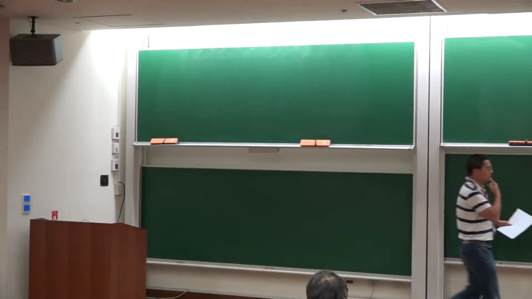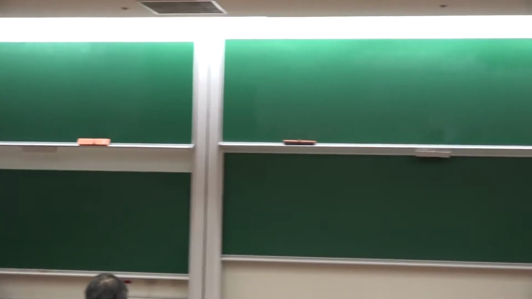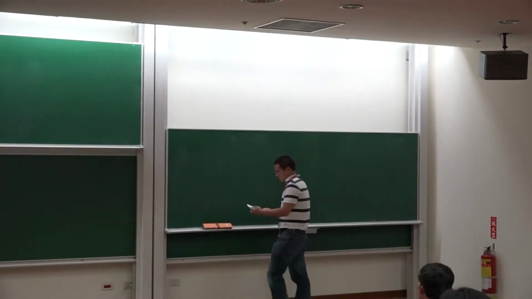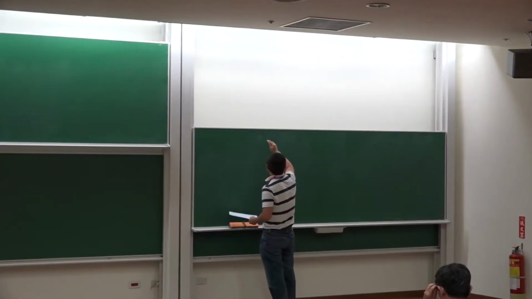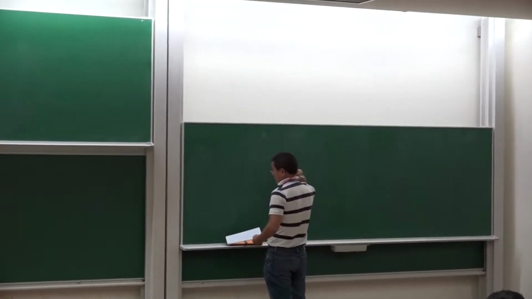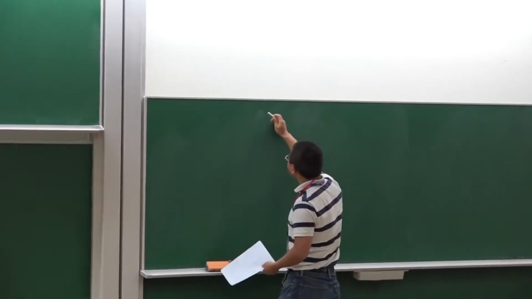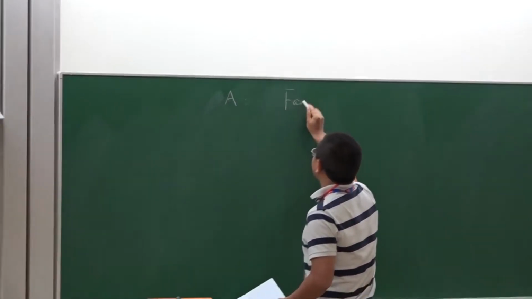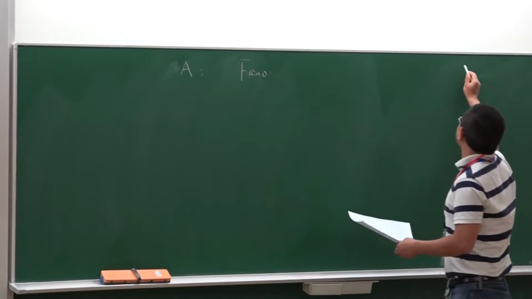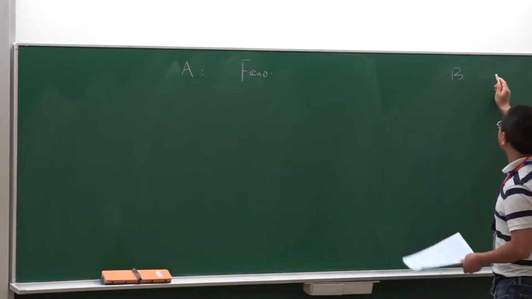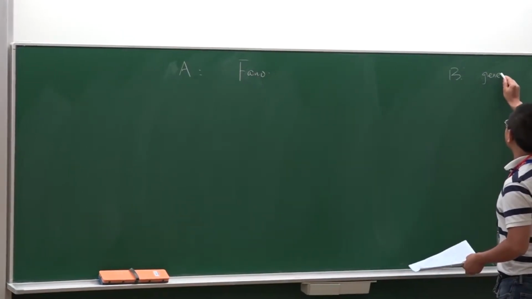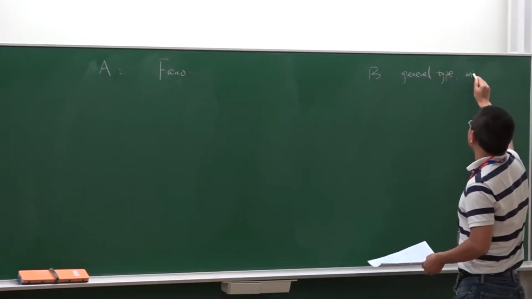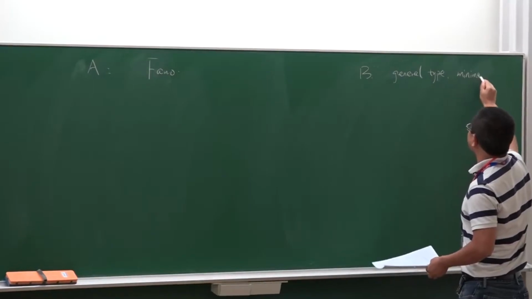All right, so let's recall some basic information from last time. So we have two normalized Ricci flows. A is the Fano case. B is the general type, minimal.